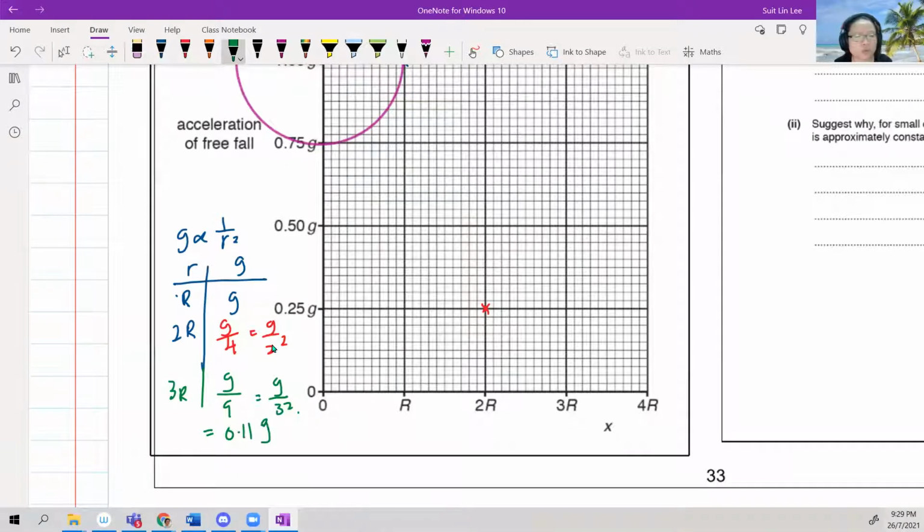So it's 0.11 anyway, 1 over 9. So hard to draw. Anyway, I want to draw 4r first. 4r is g over 16, or g over 4 squared. So 2r, 2 squared. 3r, 3 squared. 4r, 4 squared. G over 16 is 0.0625.